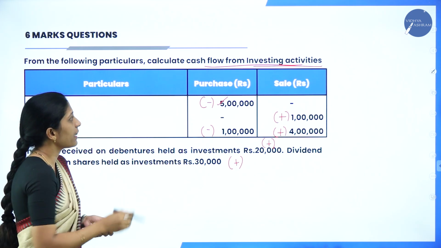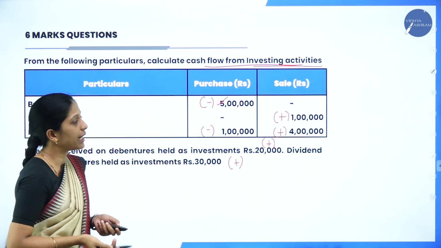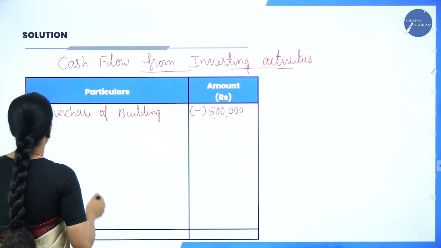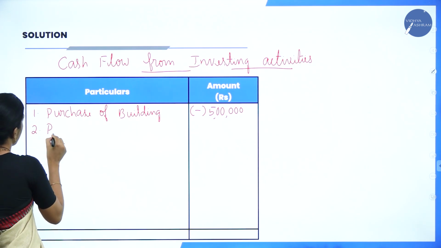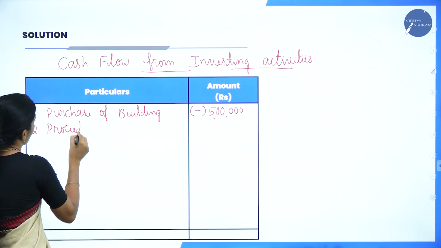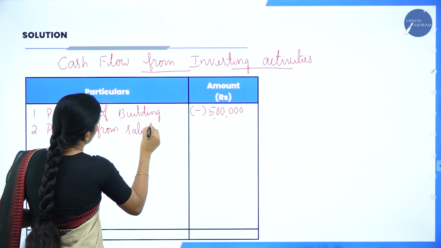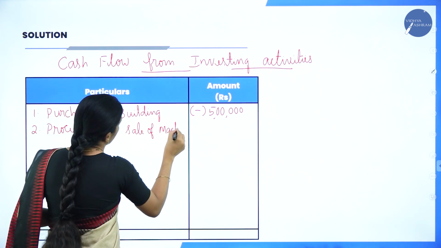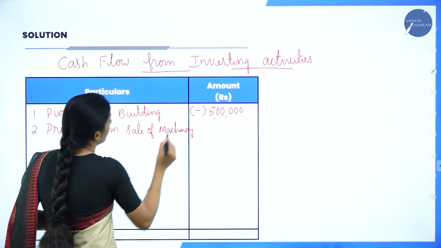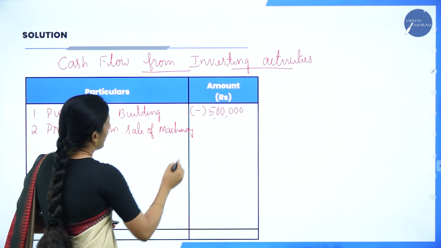Next is machinery. So we have proceeds from sale of machinery, plus 1 lakh.